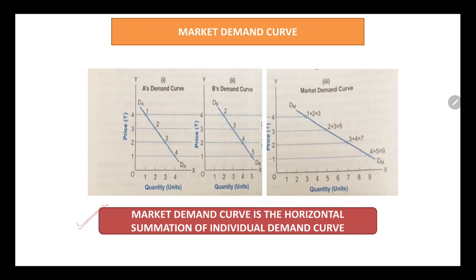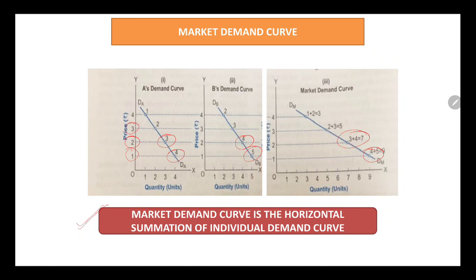Now at these respective prices, you can see what we are doing. Since I told you that the price will remain the same, we can start from price 1. So this is 4 units and this is 5 units. So you are adding it horizontally. 5 plus 4, 9. So you put it over here. At price 2, 3 units are demanded, 4 units by consumer B. Add them up, you get 7 units. So it's a horizontal summation.